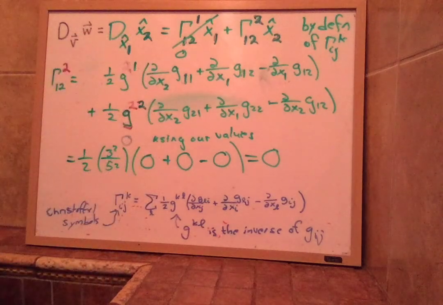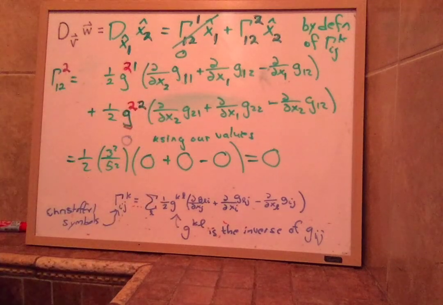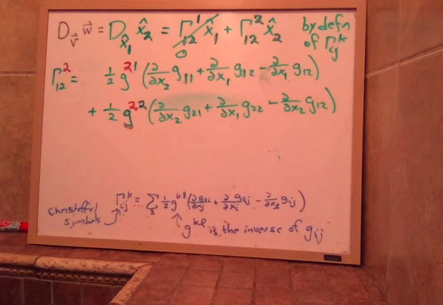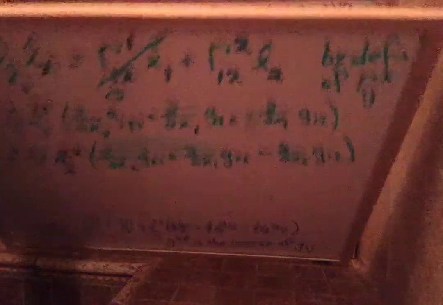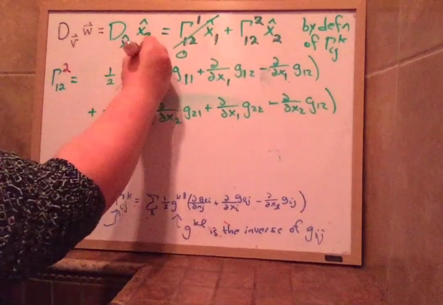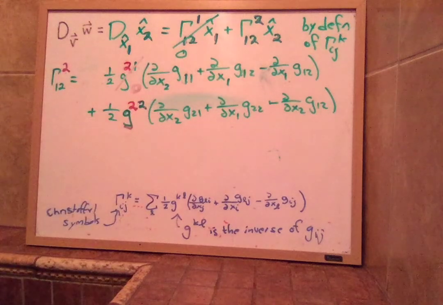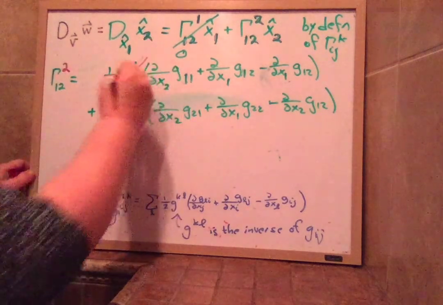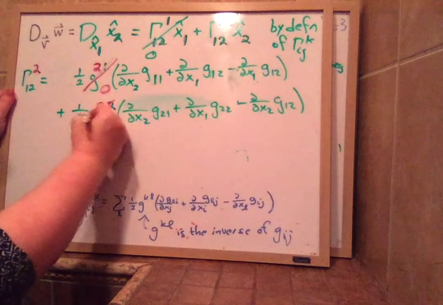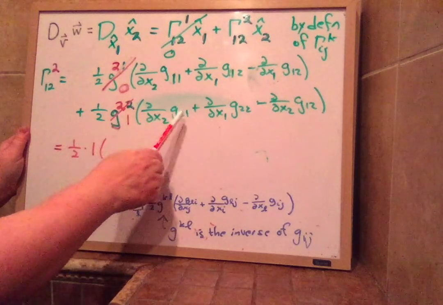And now we want to simplify things using that we have these 2s. This is the formula. Now I have to erase our old values that we figured out. And now we have to look and say, okay, let's see what we get. G21, that's the inverse entry 21, is 0. So that one is gone. This is gone, which means this whole first row is gone. This is 0. This whole thing is 0 because G21 is 0. But G22 is 1. So this guy is a 1. So now we say, okay, it's equal to 1 half times 1 times ddx2 of g21.